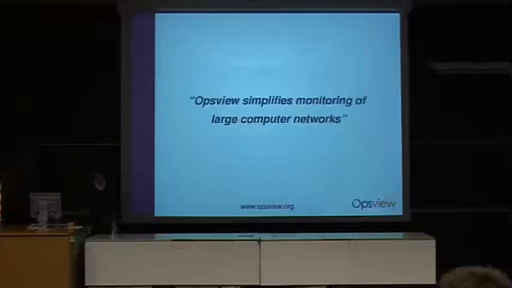So in a nutshell, Opsview simplifies monitoring of large computer networks. I'll talk about the simplify bit in a minute, which really comes down to how we design the framework around the system and how you actually manage the monitoring system. And when we say computer networks, we also mean computer operating systems and applications. In fact, Opsview is used quite a lot for monitoring applications as well as the networks.